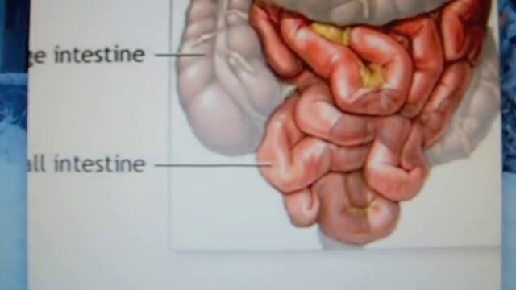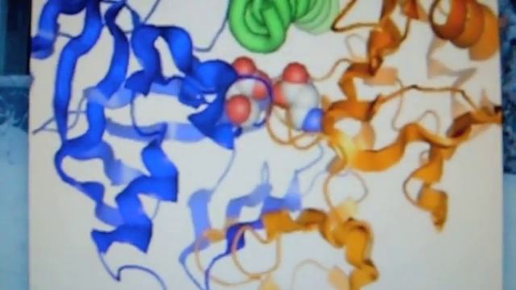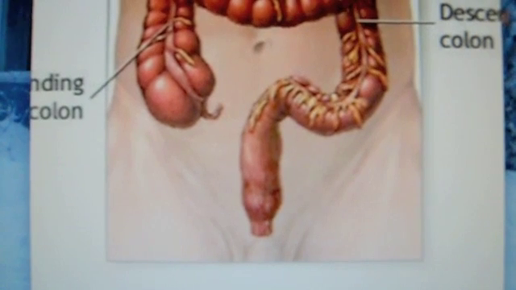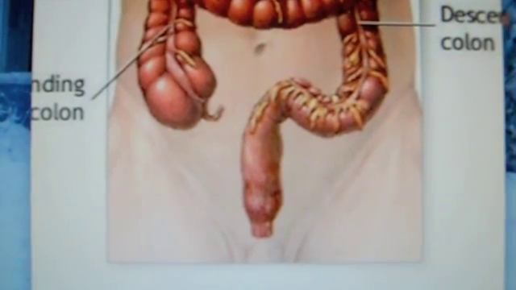The small intestine releases proteinase, which digests any remaining polypeptides into amino acids. The amino acids are absorbed in the large intestine and leftovers are excreted as waste.